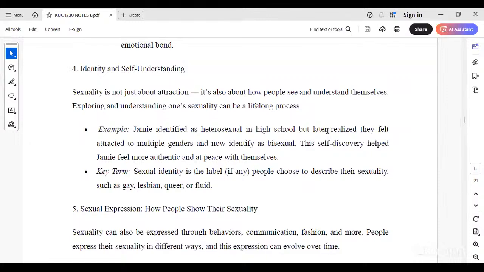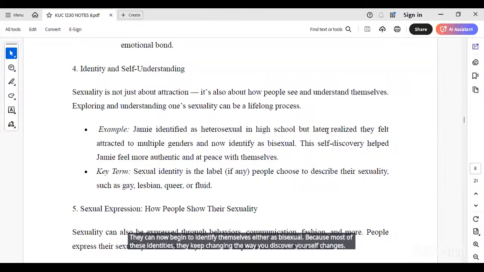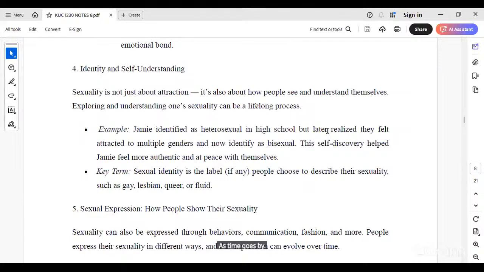So for example, if there's someone who identified as heterosexual, but later on they realize that they felt attracted to multiple genders, they can now begin to identify themselves as bisexual. Okay. Because most of these identities keep changing. The way you discover yourself changes as time goes by. So you are in a better position to give a label to yourself on the basis of how you feel, how you connect, how you are attracted to different people.